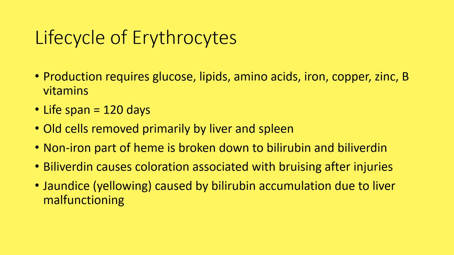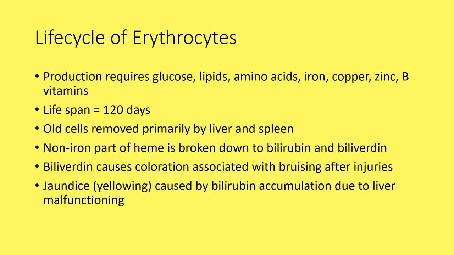Biliverdin is what causes the coloration when you get an injury and you get a bruise and you go through that lovely stage of it being kind of yellowish, kind of greenish yellow, and then it gets to the purple, and then finally the black. Well, part of that is due to when you have an injury, if there's blood just below the skin, it's been bleeding and pooling there. And then as that heme is broken down, the biliverdin is responsible for a lot of that coloring.